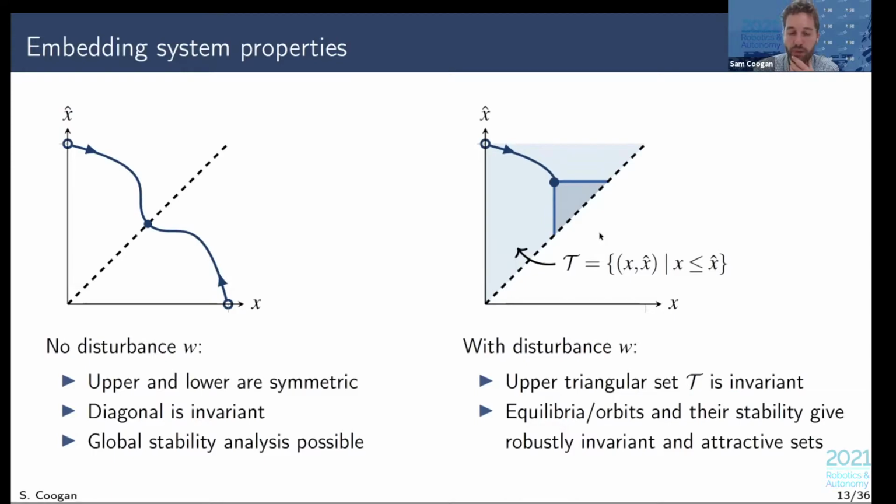Today, we're going to focus on properties that we get when we do introduce these disturbances. It changes these properties for the embedding system a bit. In particular, it renders this upper triangular region, the set of points where x hat is greater than x, invariant for the dynamics. And if there are equilibria that exist in this upper triangular region, those equilibria and the stability properties of those equilibria, or possibly even periodic orbits, give rise to robustly invariant sets and attractive sets for our system.